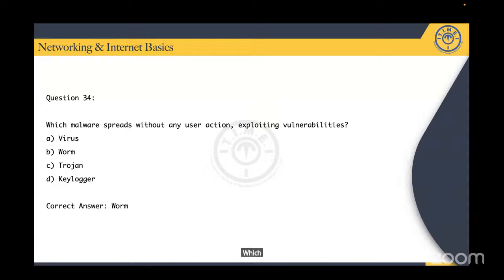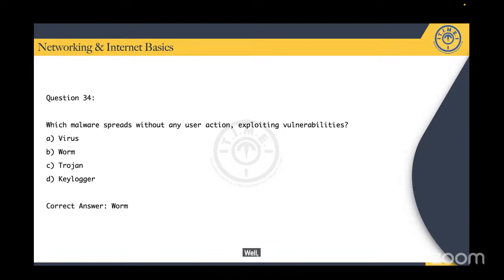Which malware spreads without any user action, exploiting vulnerabilities? Worm. I told you a worm is self-replicating malware. This is a very important malware distinction question because we have different types of malware here. Let's go one by one. The first one, virus, needs user action to spread. Trojan is disguised as useful software. Worm spreads automatically using network vulnerabilities. So the correct answer is worm.